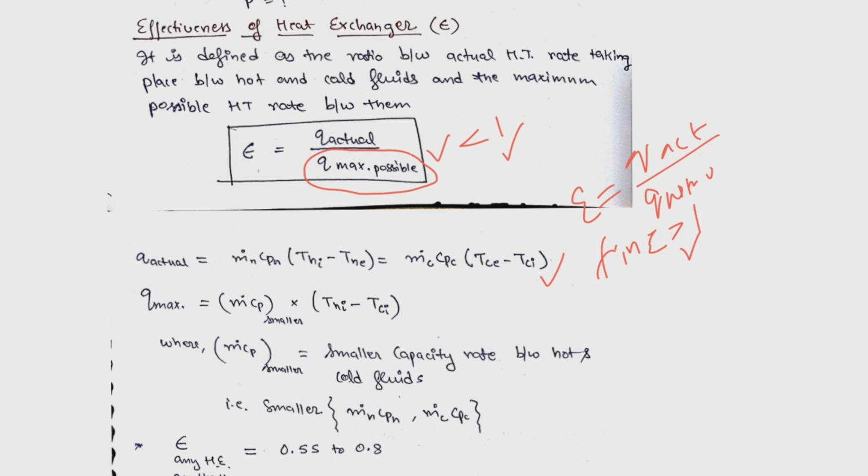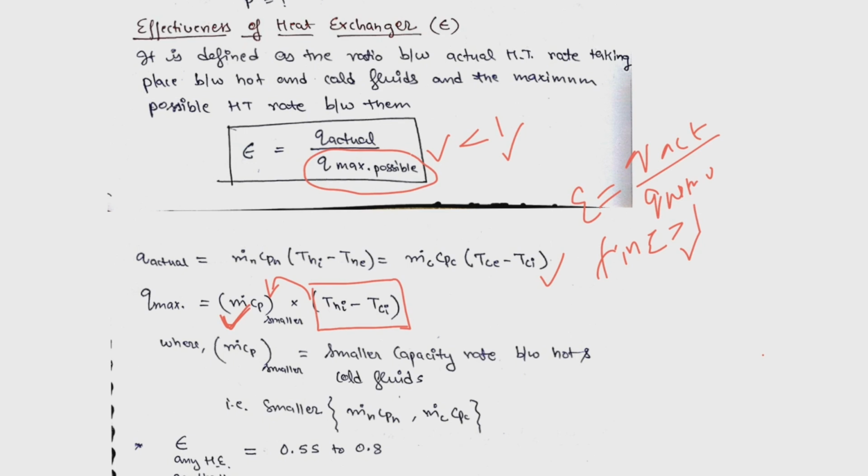Q maximum possible is m dot Cp smaller into Thi minus Tci, since this is the maximum possible temperature difference within the heat exchanger. Therefore we should always remember that we should multiply with m dot Cp smaller only, because we cannot multiply with m dot Cp larger here. This is very important, please make note of this.